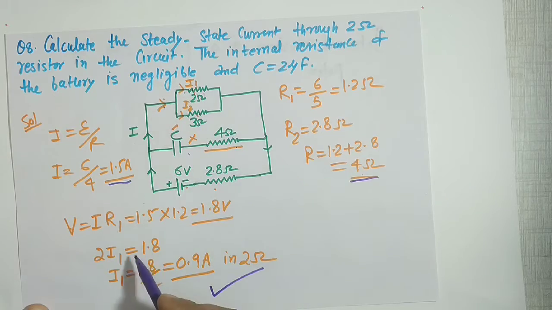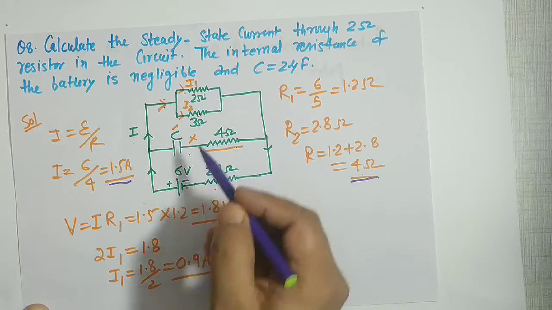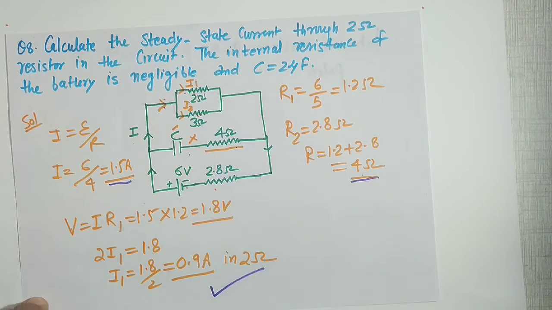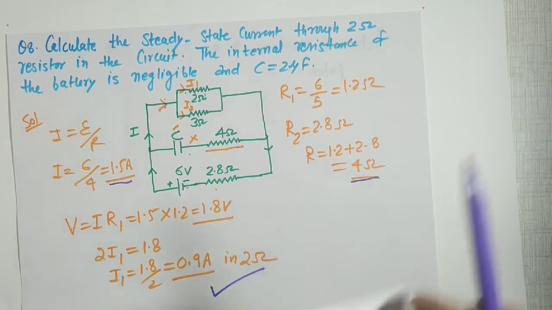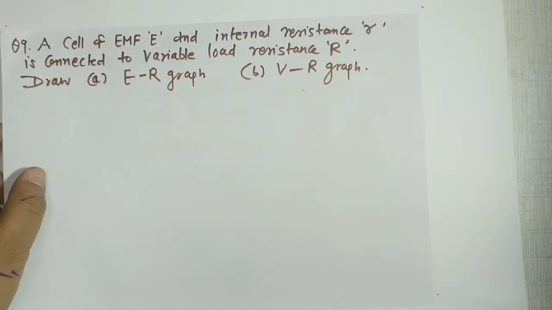So 2I1 will be written as 1.8 I1. You can find out I2 also in this case. So this is question number 8. And now question number 9.